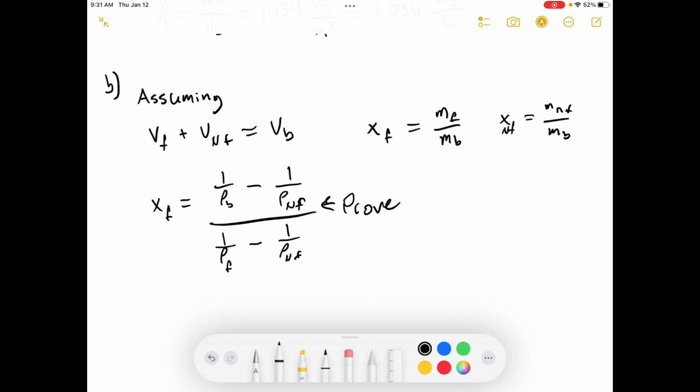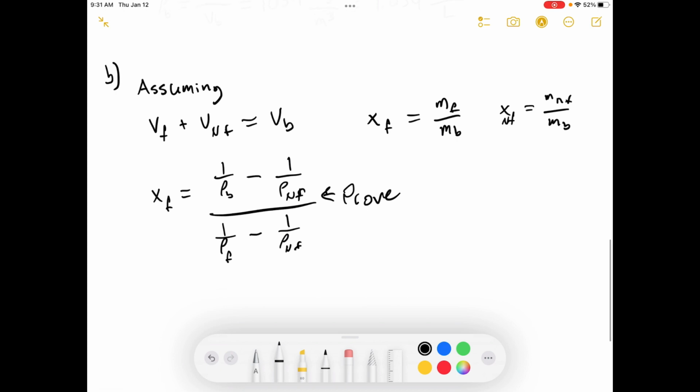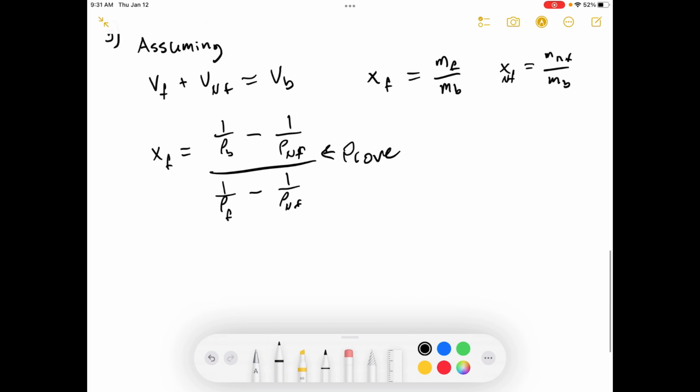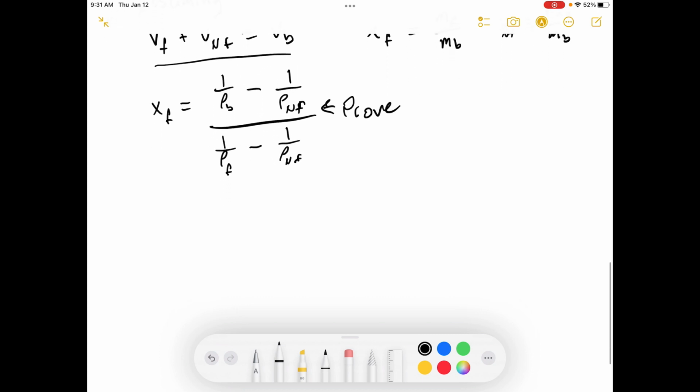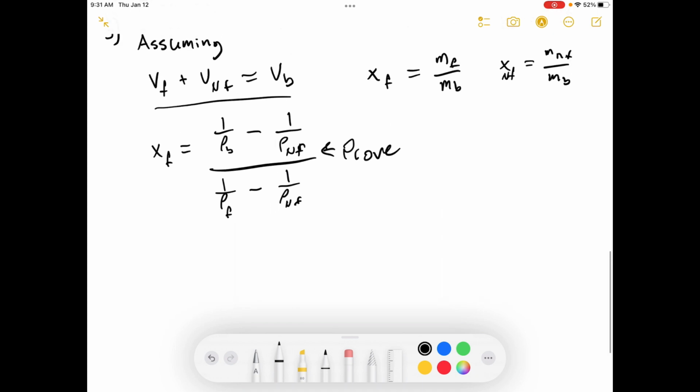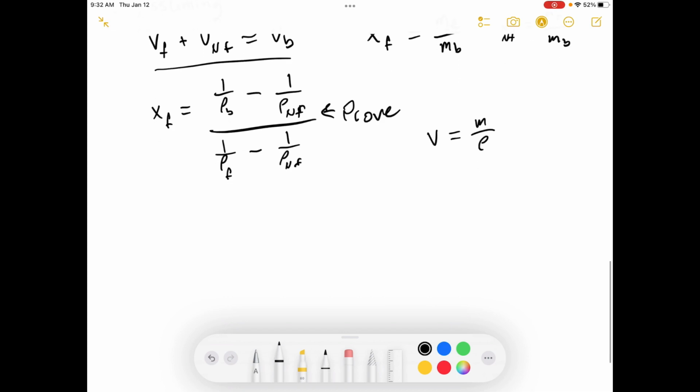So it says, suggestion, start by labeling masses and volumes of the fat component of the body and the whole body, and then write expressions for the 3 densities in terms of these quantities. Then estimate volumes algebraically and obtain an expression for the mass fraction in terms of the densities. Okay? So let's start off with this assumption that they gave us, that the volumes are separable. Okay, and we know that volume equals mass over density.